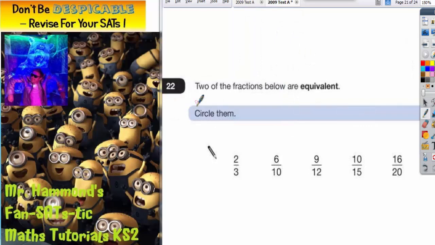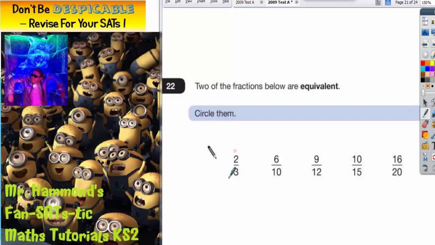Question 22. Two of the fractions below are equivalent. Circle them. Now I'm going to show you two different ways of doing this one. To get equivalent fractions, remember, if you can simplify a fraction, the simplified answer is equivalent to what you started with. So it might help us to try and simplify some of these fractions and see if it helps.